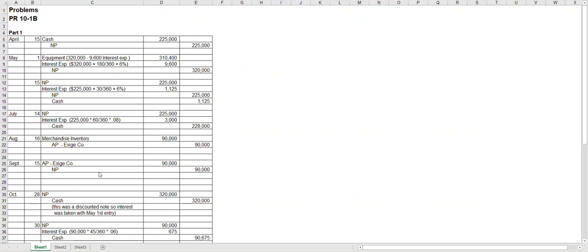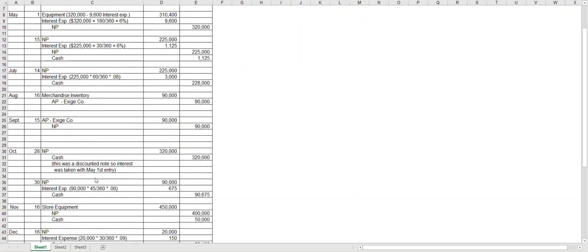And again, we're working with regular interest-bearing notes right now, so therefore the interest expense will not be recorded until we pay the note off. So down here on the 30th, 45 days later, let's say we do pay the note off. So I would debit notes payable, again debit interest expense, and let's assume the rate was 6% for 45 days, so $675, and credit cash.